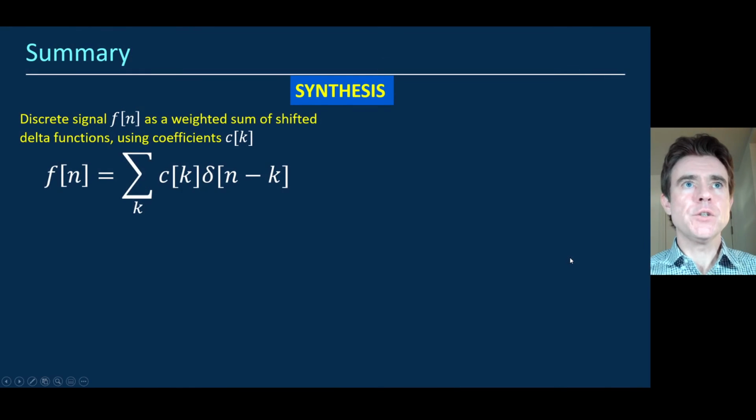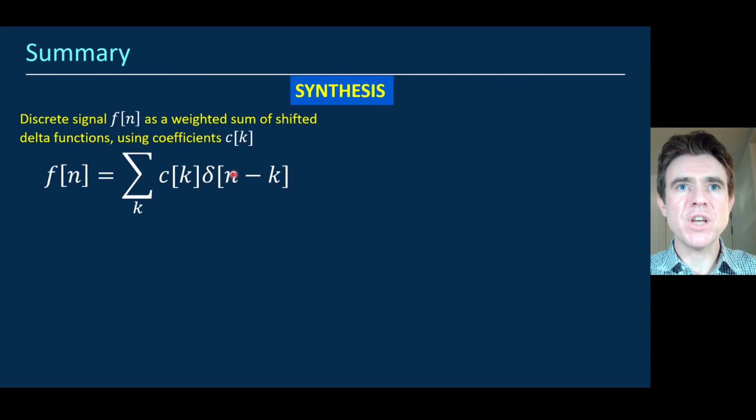So this is now a key summary slide where I really want to link together all that we've just been looking at. So for synthesis, we're saying a discrete signal or function, f of n, is a weighted sum of shifted delta functions, each of them having a coefficient c of k.